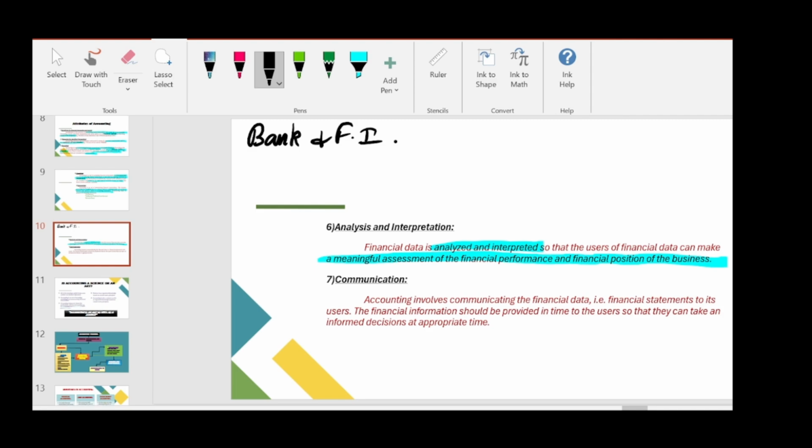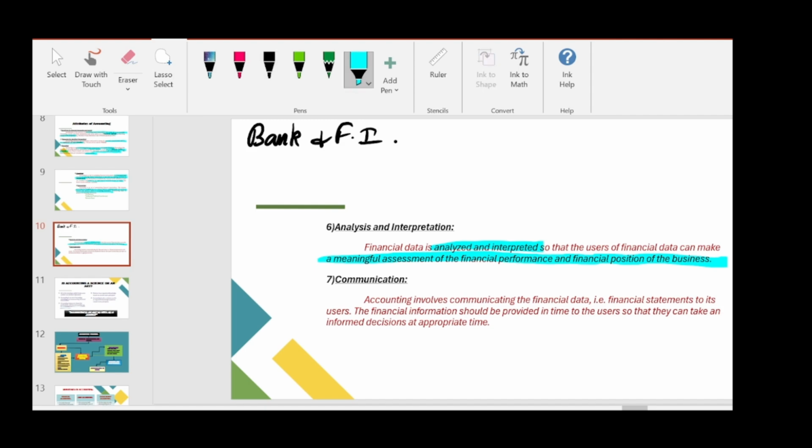They will also reduce the interest rate on the loan taken by them. So, for these purposes only, banks and financial institutions will analyze the accounting information of that particular company. Similarly, we have creditors, we have government, and we have shareholders. By seeing the financial statements only, they could take decisions. So let's read the definition.